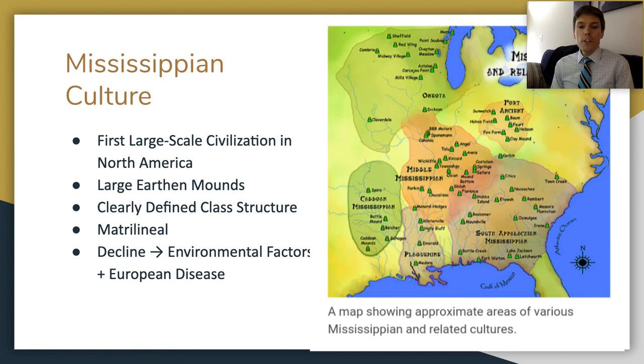But the first large scale civilization in North America emerged in the 700s to 800s CE in what is now the eastern United States. Since it started in the Mississippi River Valley, it is known as the Mississippian culture. While other cultures built monumental buildings, Mississippians are known for their enormous earthen mounds, some of which could be as tall as 100 feet and cover the area of what would be the equivalent of 12 football fields.